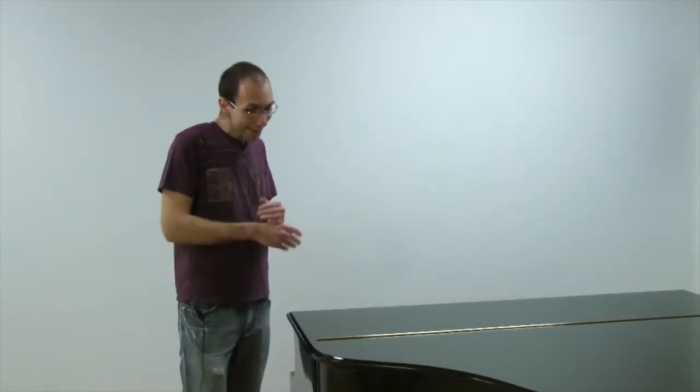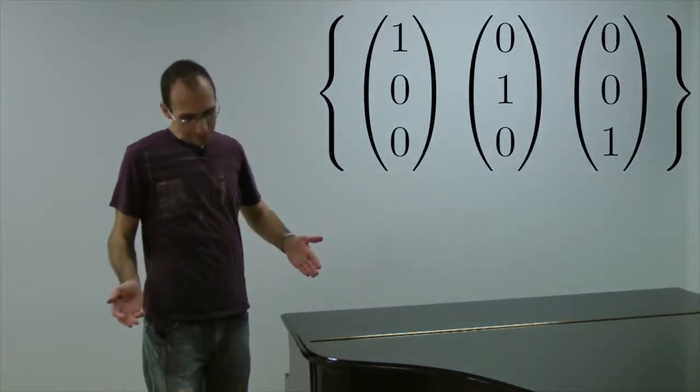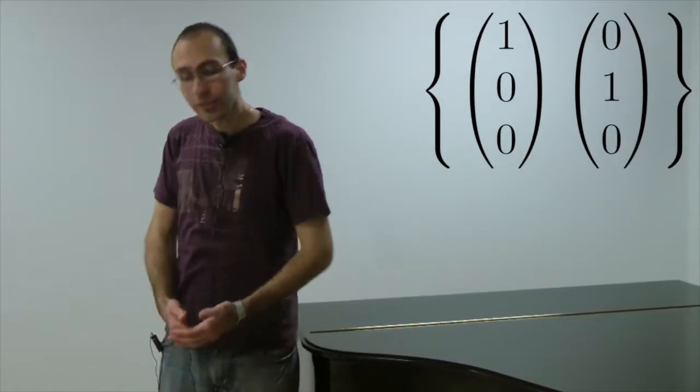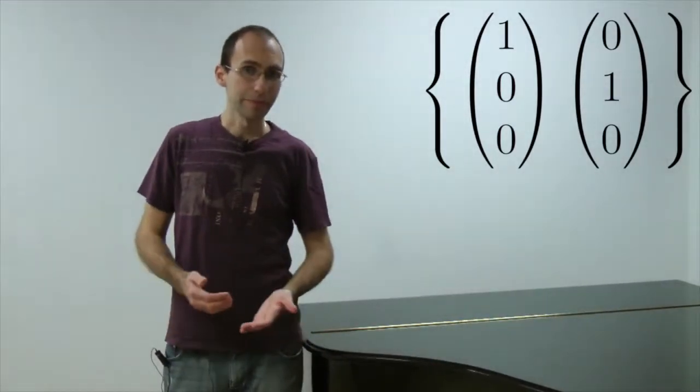Finally, if we have an independent set and we remove a vector, well, the remaining vectors are still going to be independent.